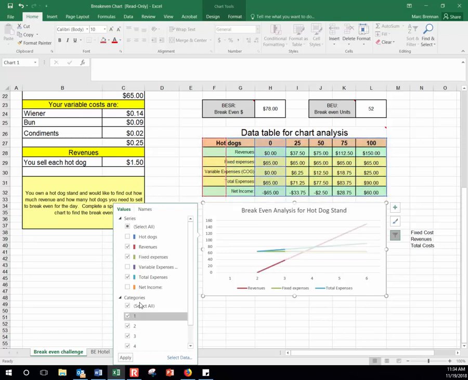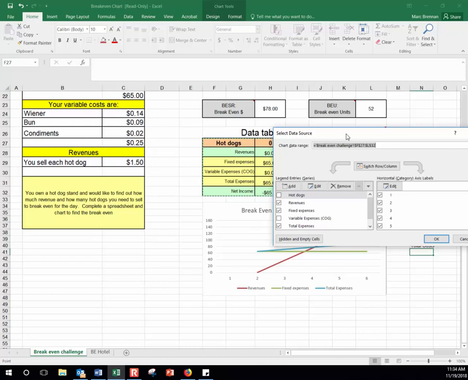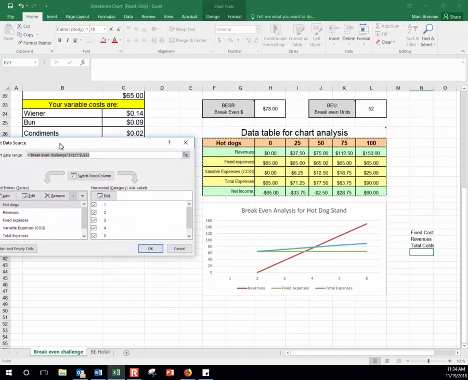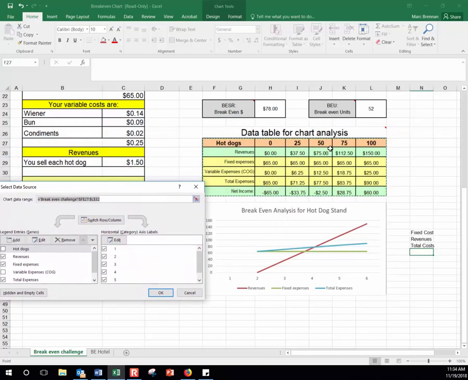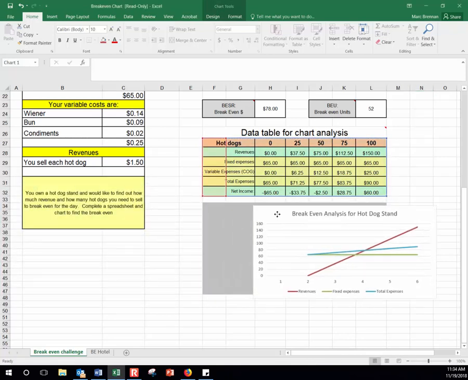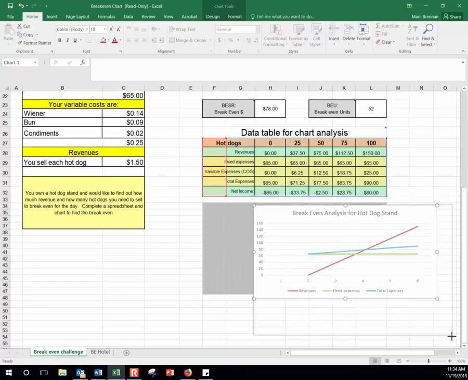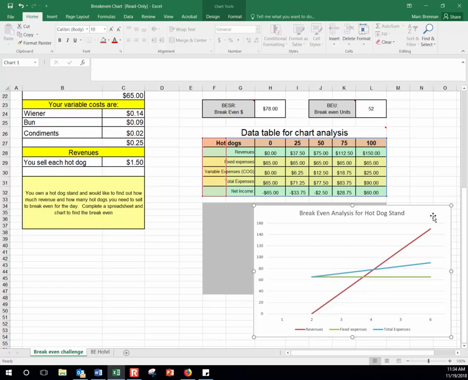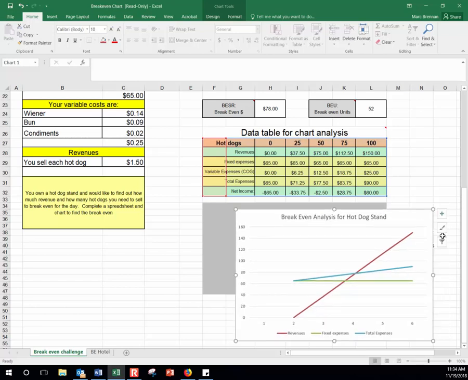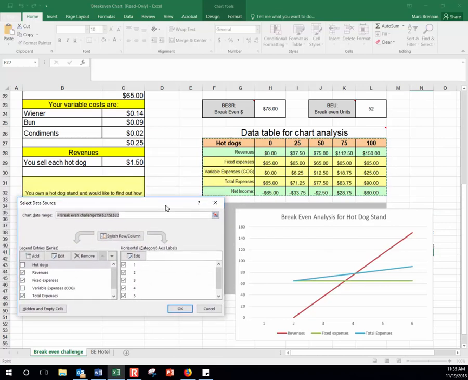So we're going to actually change a few things. We're going to click select data, and we're going to get this pop-up box. Sorry, I'll move this chart over here. I just want to make sure that we can all see. Okay. Go back to select data, and there you go, that's better.